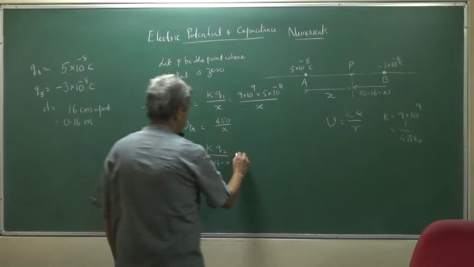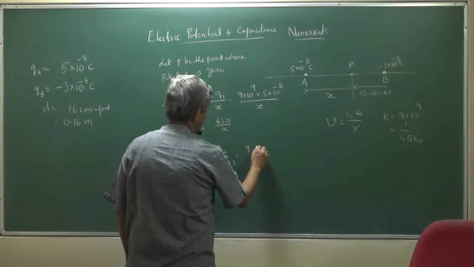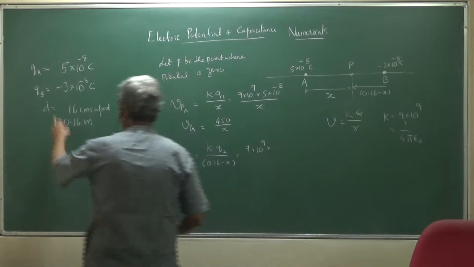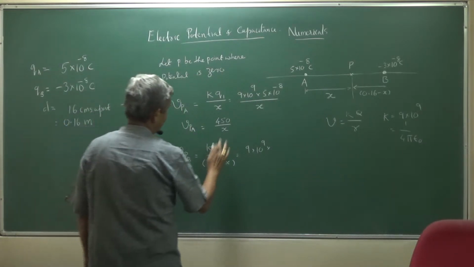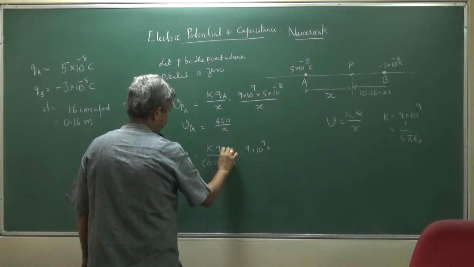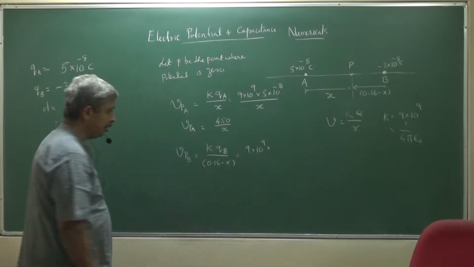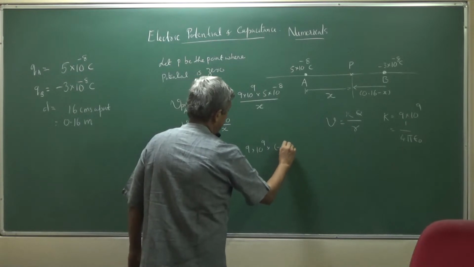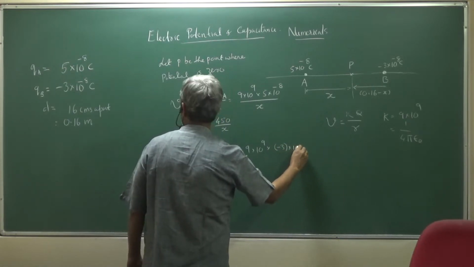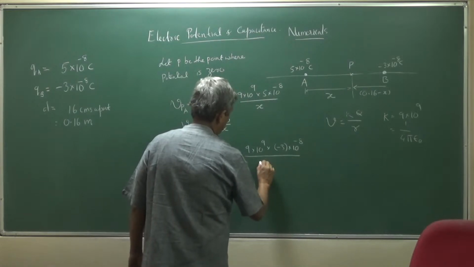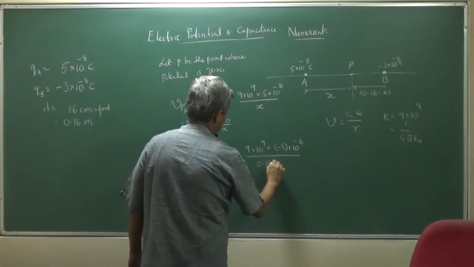Now you take it as 9 into 10 power 9 into Q2. We have written here Q2, or let's call it QB. I am not using 1 and 2. Take QB. QB is minus 3 into 10 power minus 8, divided by 0.16 minus x.